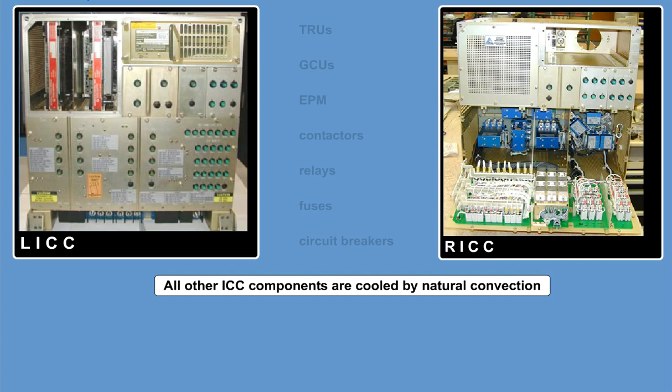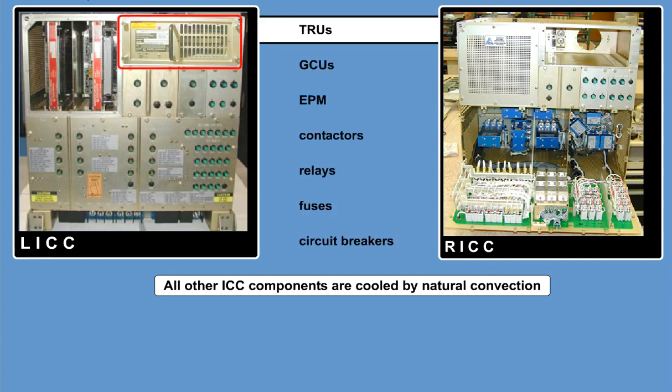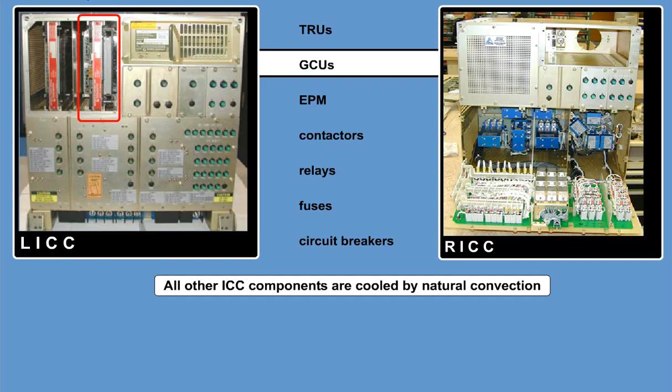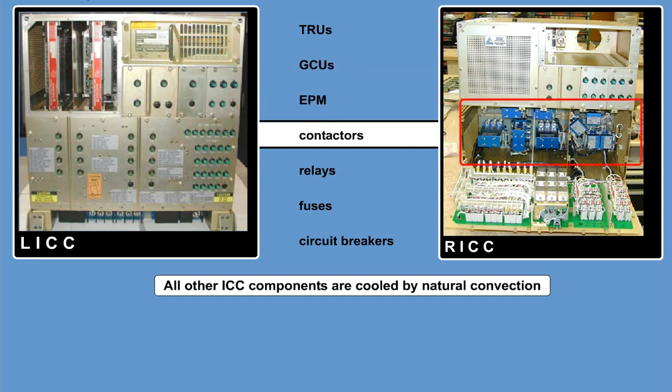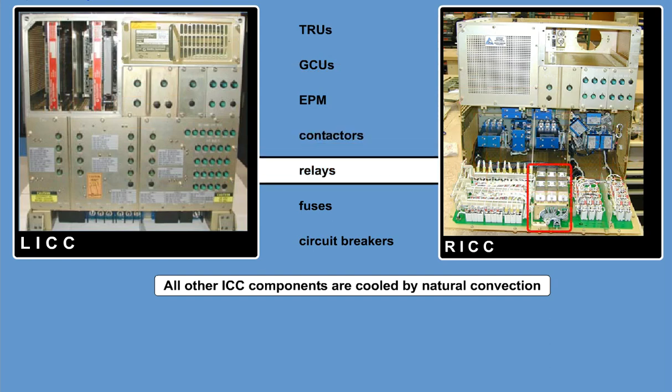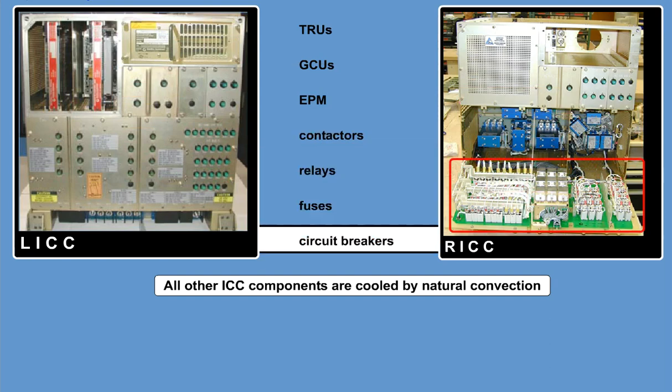All other ICC components are cooled by natural convection. All normal maintenance for removal and replacement of the TRUs, GCUs, EPM, contactors, relays, fuses, and circuit breakers is performed through the front of both ICCs.